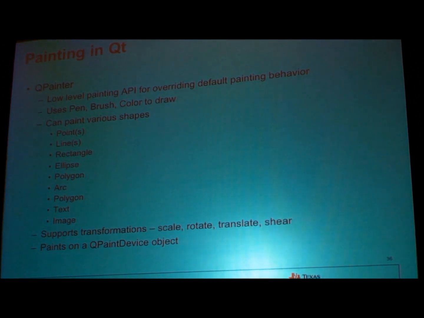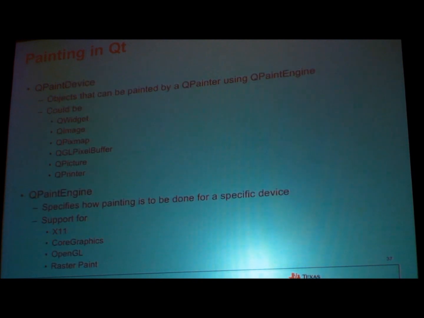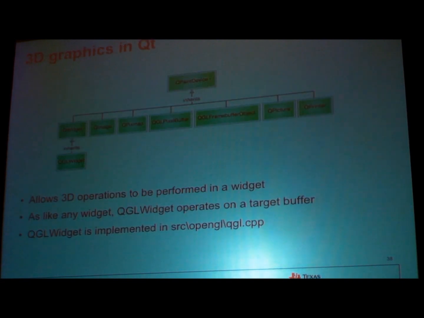When you want to do painting, there's a low-level interface, so you're not just stuck with the GUI elements. You can do all your drawing elements as well, so you can do lines and arcs and ellipses and polygons. And the paint engine also gives you the ability to tie in to 3D graphics. So there's a GL widget.